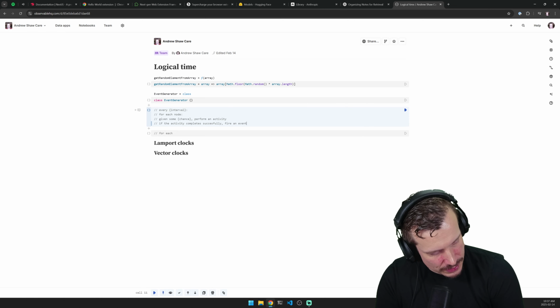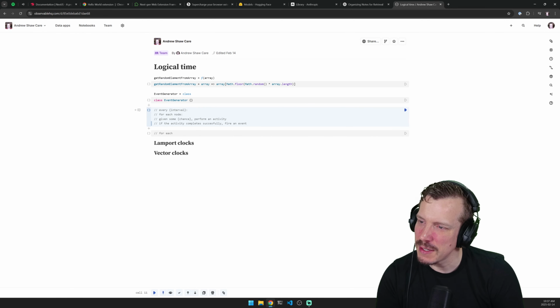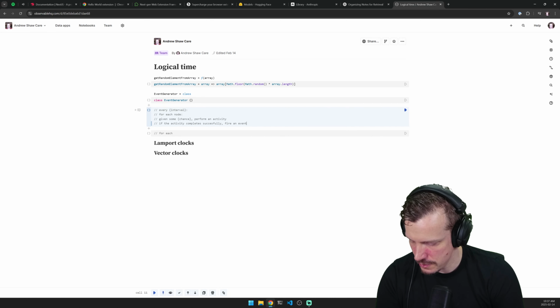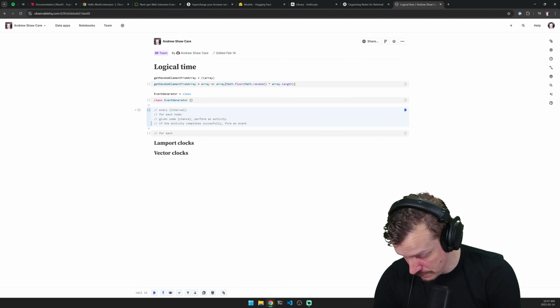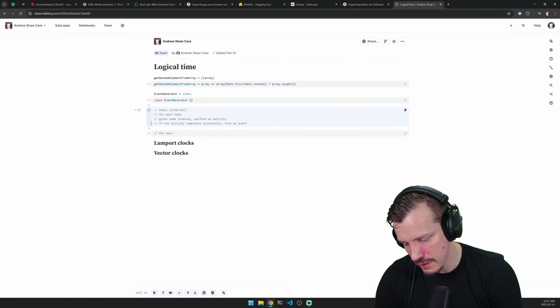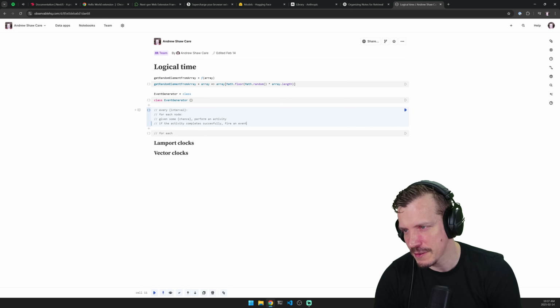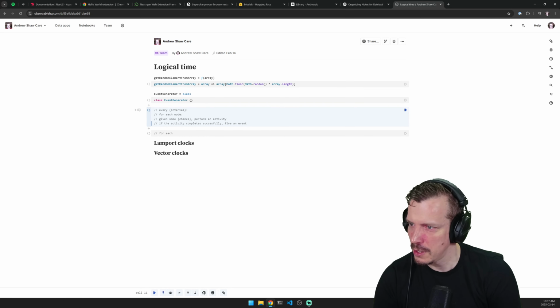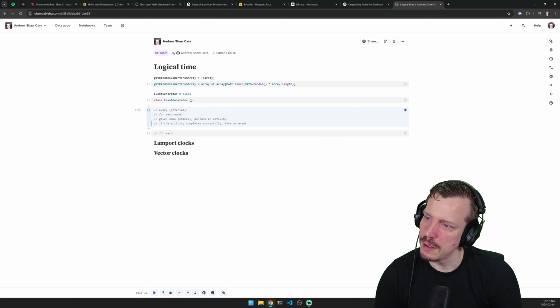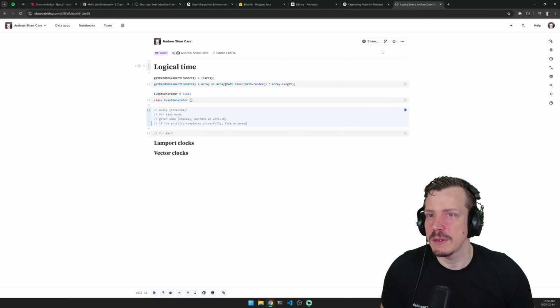Okay, so what am I trying to mimic? Right now I'm trying to mimic network latency, which would mean out of order events. So it's not really about the activity. It's about the processing time for the activity and the fact that the sequence of those events may arrive at a consumer out of order.